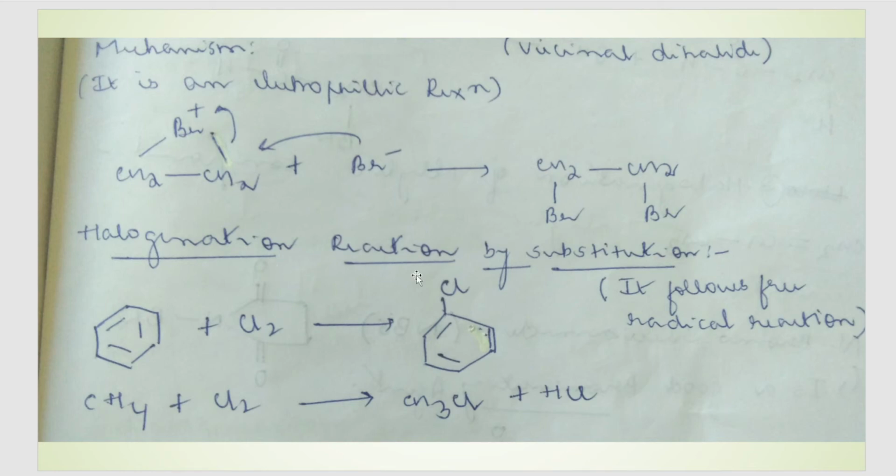Next is halogenation reaction by substitution. Here there is formation of a free radical. Now you know that in the previous one, chlorine Cl2 got split into Cl plus and Cl minus, correct? But here it splits into free radicals, that is Cl dot and Cl dot, two molecules of Cl dot. Meaning to say that each of them has an odd electron.